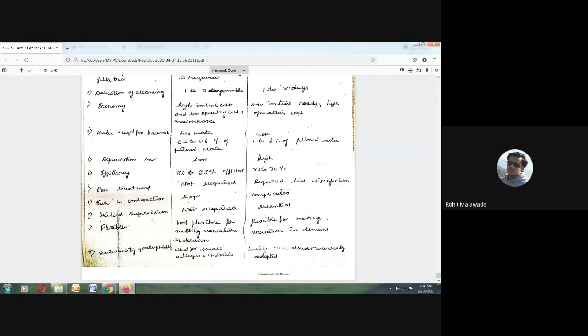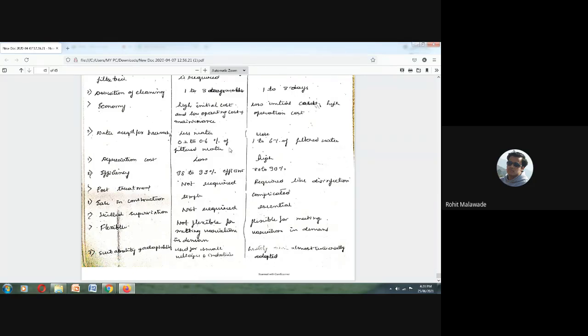Then flexibility in operation: your slow sand filter is not flexible in operation, whereas the rapid sand filter is flexible in operation and can fulfill all the variations in the water demand. Then suitability and adaptability.